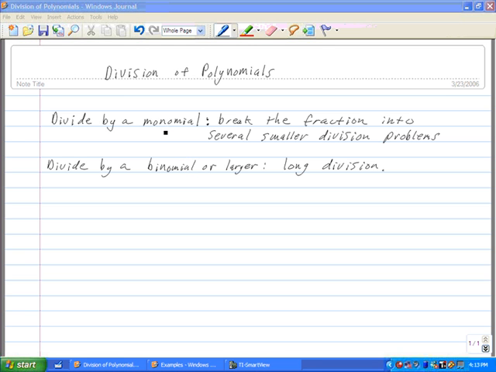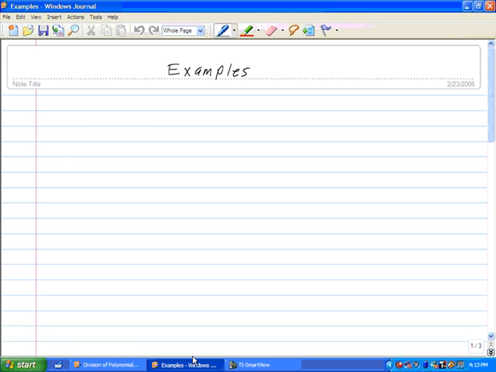When you divide by a monomial, what you're going to do is break the fraction into several smaller parts and do smaller division problems one fraction at a time. If you're dividing by anything larger than a monomial, binomial, trinomial, etc., you'll have no choice but to do long division. Let's look at several examples of each of these techniques.